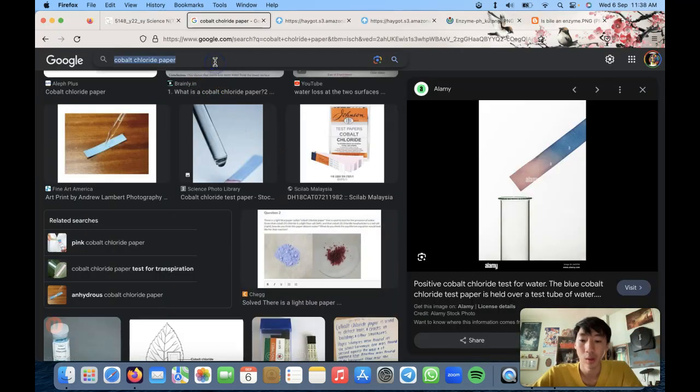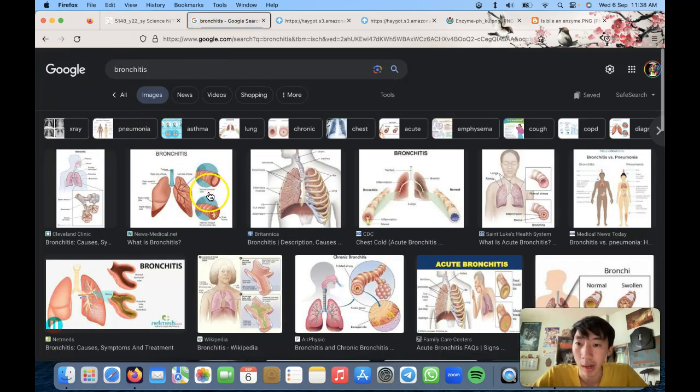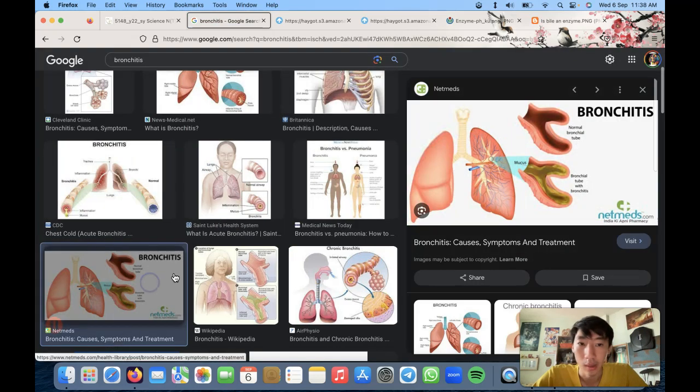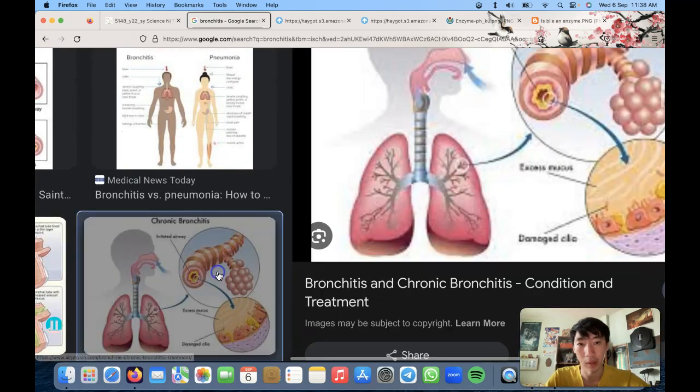Let's take a quick look. What's bronchitis? Bronchitis is basically when your lungs are filled up with mucus, just like how my nose is filled with mucus now. Normally your bronchus is an airway. It should be empty, just for air to go in and out. But when there's bronchitis, you have too much mucus and it's very hard to breathe. It's like something stuck in your lungs. So it's very bad. You can see a lot of mucus in the lungs.